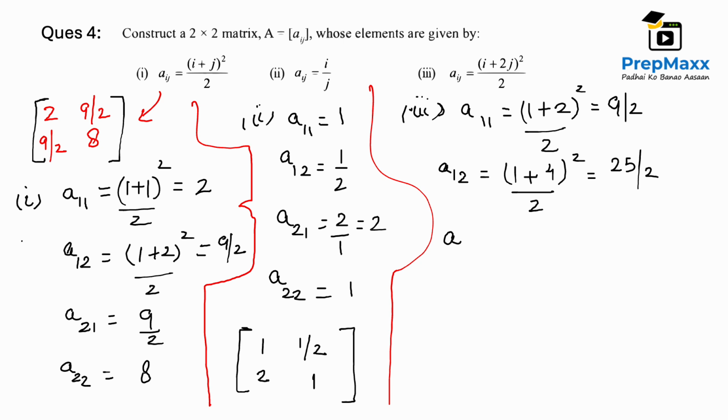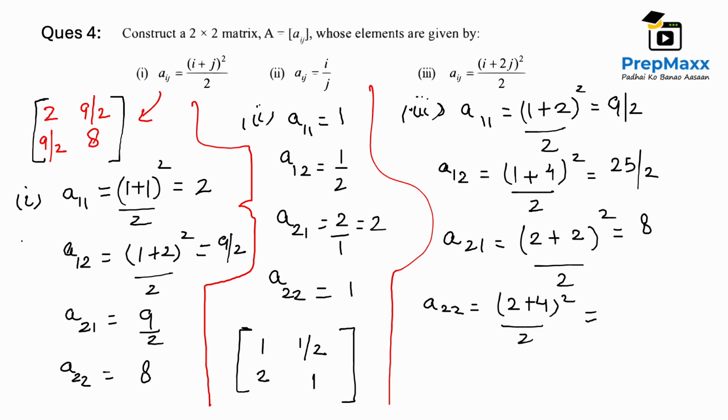Then we have the next element a21. So here it is going to be (2 plus 2) whole square over 2, which is going to be 16 over 2, or you can say 8. And then a22, which is (2 plus 4) whole square over 2, which is nothing but 36 over 2 or 18, right? Because 6 square is 36, over 2 is 18. So what is going to be the matrix here?